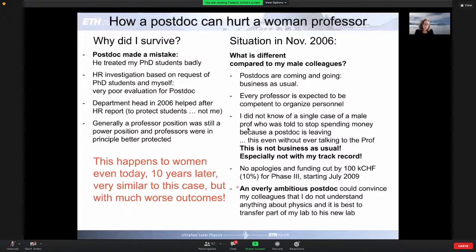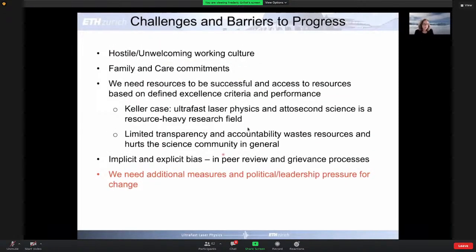But similar situations happen to women even today, more than 10 years later. It's very similar to this case, but with much worse outcomes, because these overly ambitious postdocs also learned from each other how to do this. We need additional measures and political leadership pressure for a culture change.